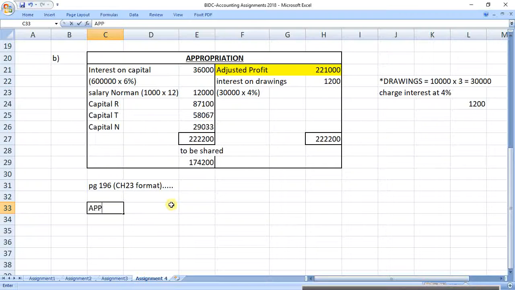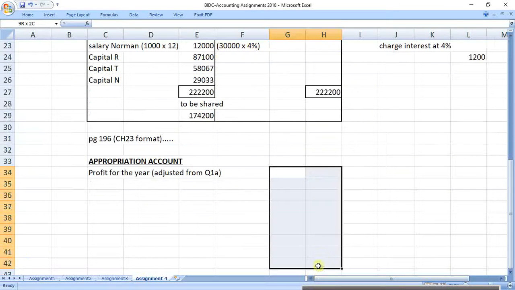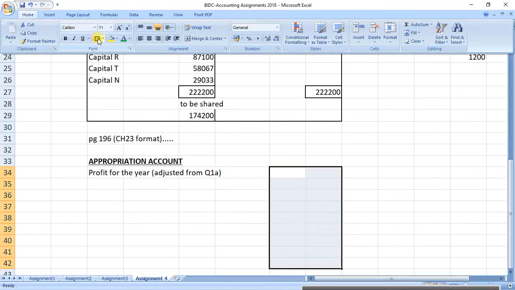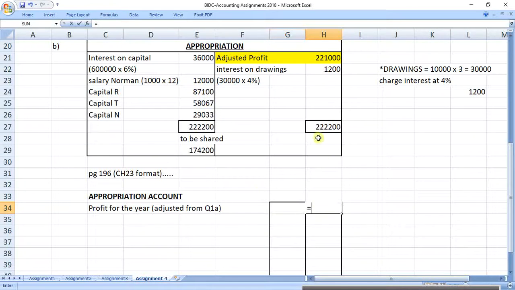Okay, so appropriation accounts, obviously for the year ended for the business. They start with profit for the year, in brackets, adjusted from question 1A. Then I'm going to show it's two columns, so you're going to need these two columns here. So what is the profit for the year? There's the figure.